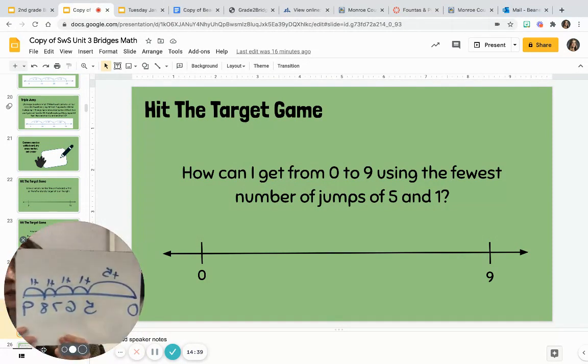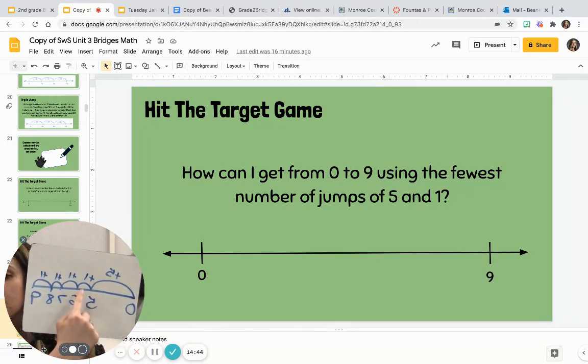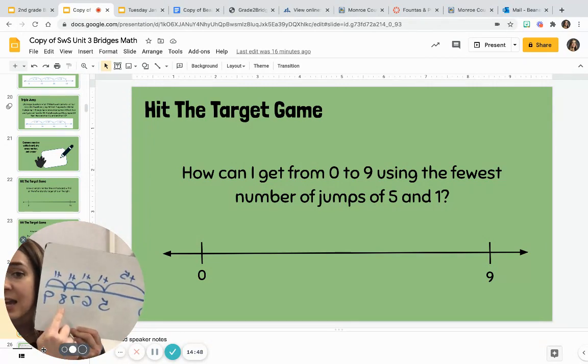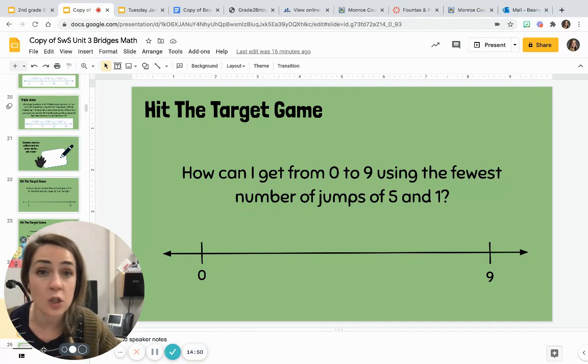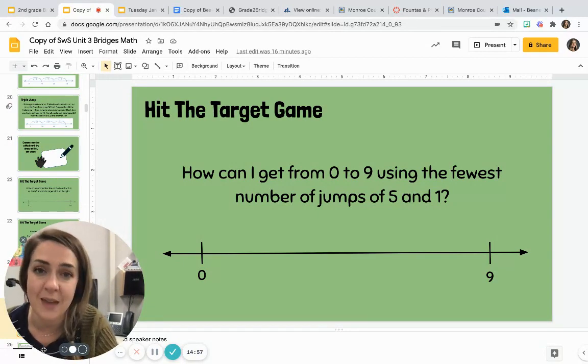Here's what mine looks like. I've got one hop of 5 plus 1, 6, plus 1, 7, plus 1, 8, plus 1, 9. So again, I can't do 2 hops of 10 or 2 hops of 5 because if I do 2 hops of 5, then I get 10 and that's too many.